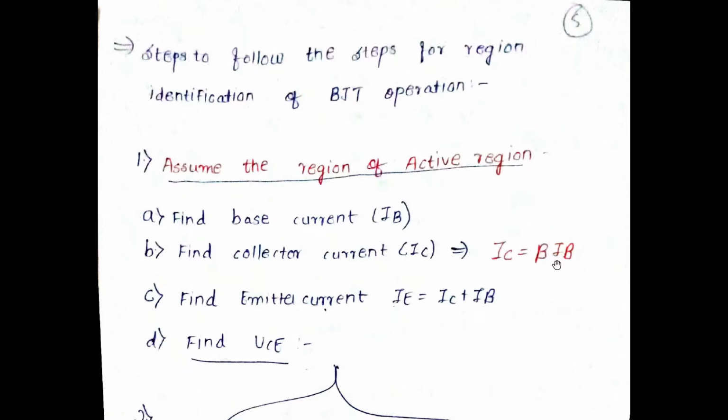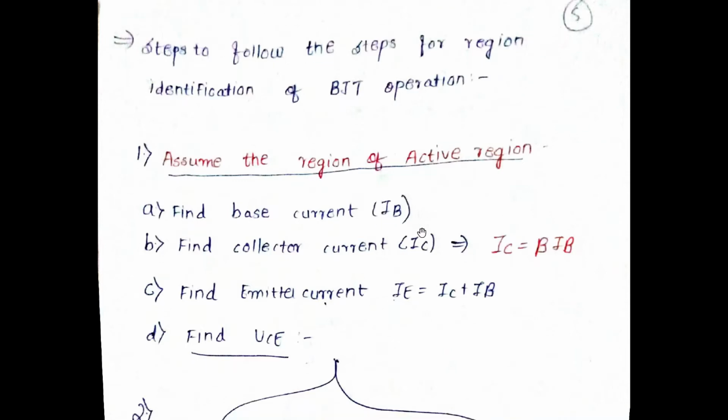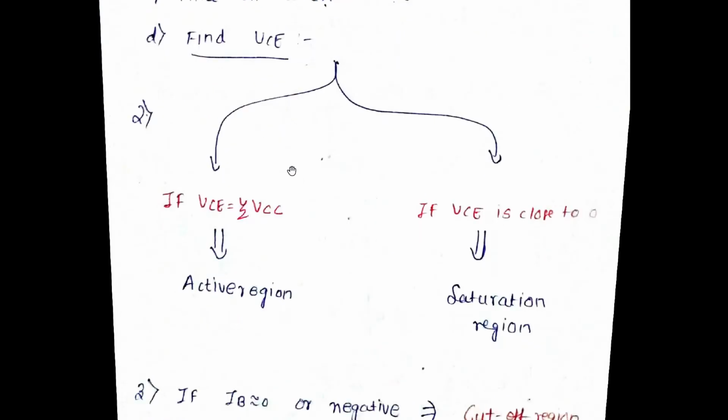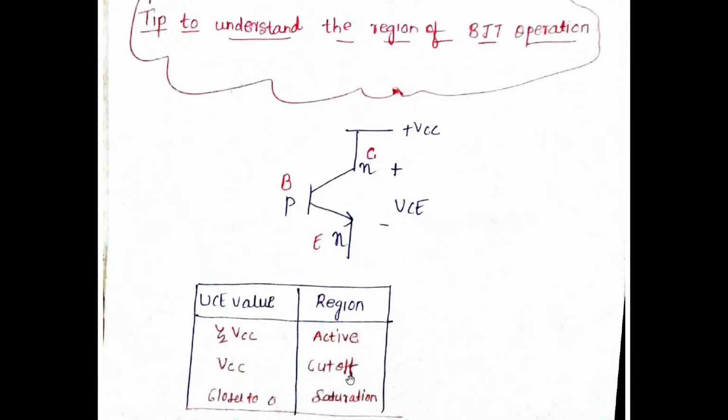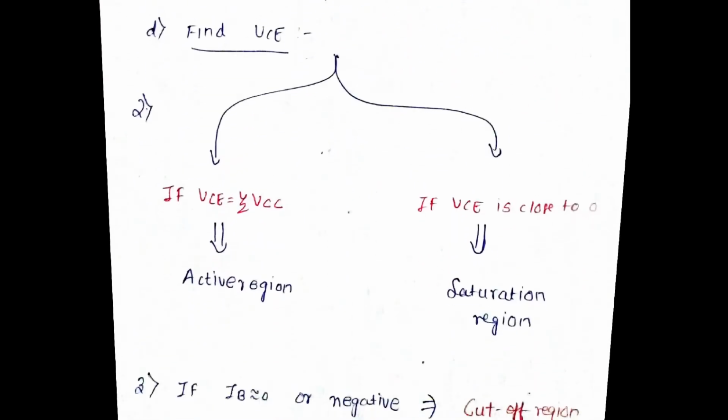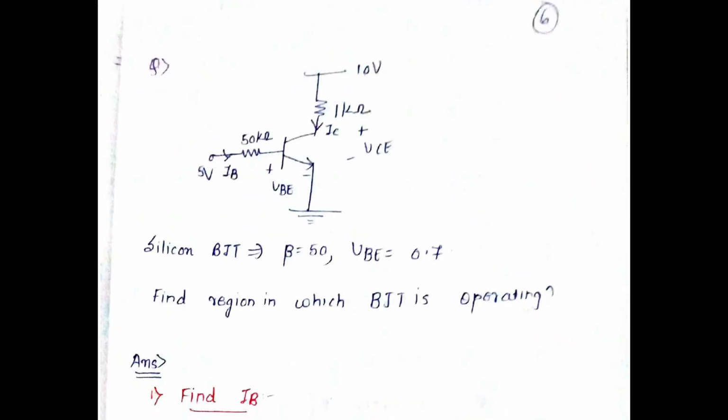So what you need to do is assume that the given BJT is in the active region, find out the base current, the collector current is going to be beta times the base current, and find out the emitter current. The emitter current is equal to the collector current plus the base current. Find out the value of VCE. Now as I told you, if VCE is equal to half times your VCC, it is the active region. If it is closer to zero, it is a saturation region. And if it is equal to VCC, it is the cutoff region.